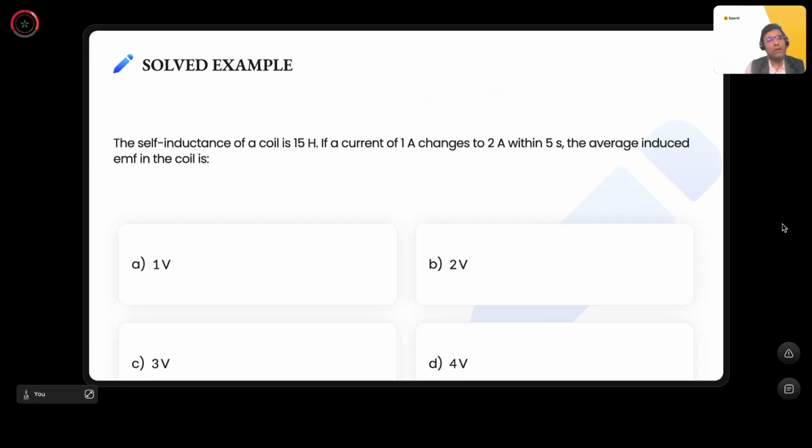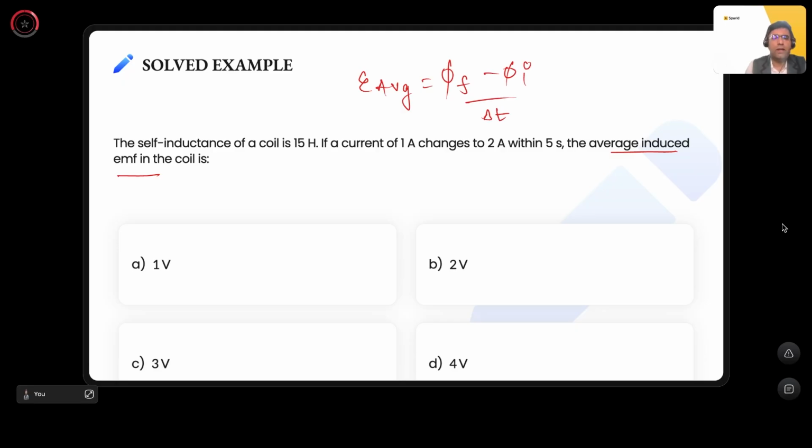Next question. The self-inductance of a coil is 15 Henry. If a current of 1 ampere changes to 2 ampere within 5 seconds, the average induced EMF of the coil is. So how much is the E average? The general formula for E average is phi final minus phi initial upon delta T.